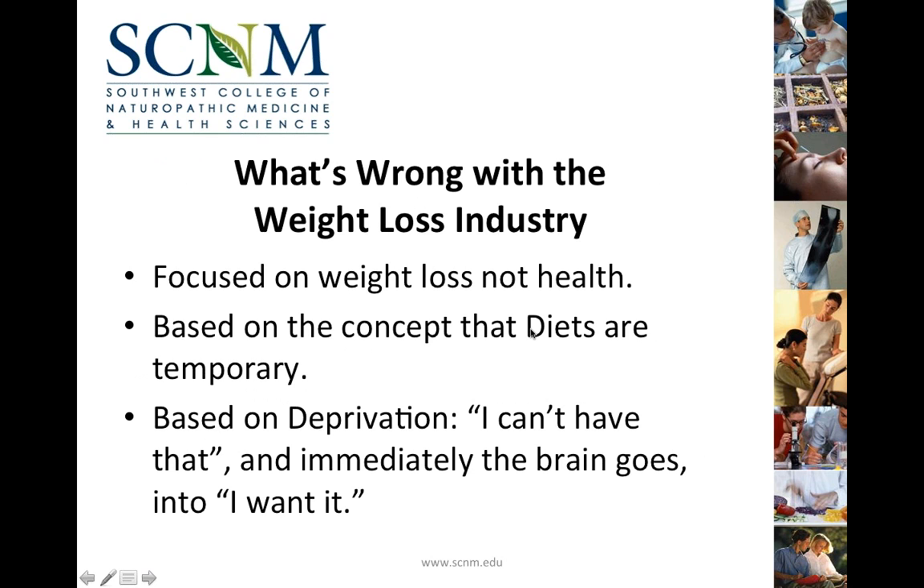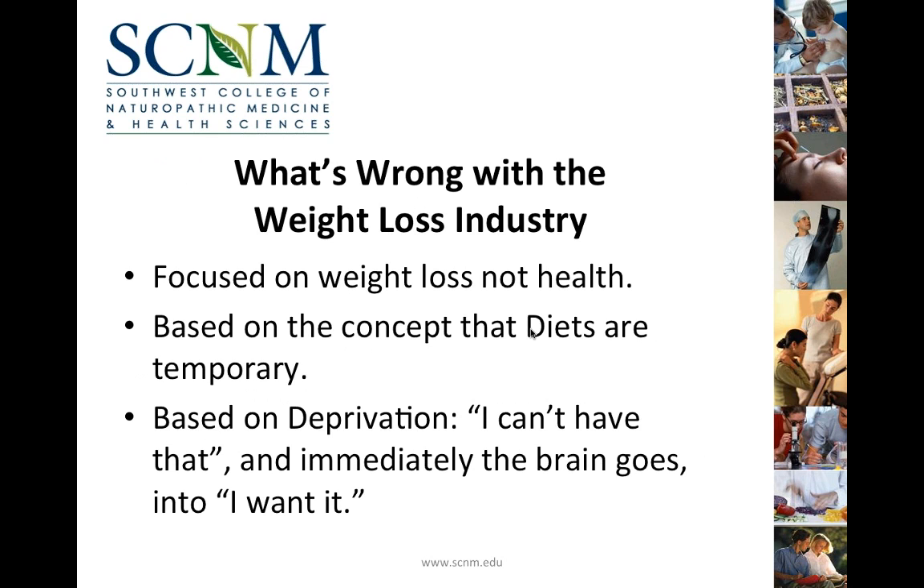So what's wrong with the weight loss industry? Well, it's really focused on weight loss and not health. And this is what most people don't understand. They think that when they go on a weight loss program, that they're going to achieve health at the same time. And this is a misnomer. This actually doesn't happen unless you're losing weight in a healthful way.